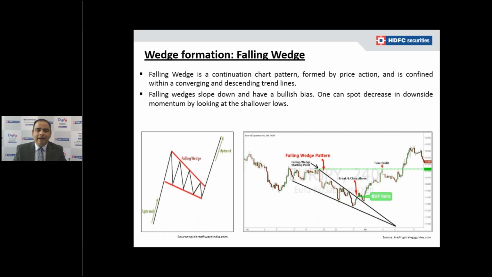So another trend continuation pattern is the wedge formation. It may be either a falling wedge or a rising wedge. A falling wedge is a continuation pattern formed in price action within a convergence of descending trend lines. A falling wedge slopes down and has a bullish bias. One can spot the decrease of momentum by looking at the shallow slope. See what we can see in a falling wedge and a rising wedge. A wedge is a consolidation. It's a pure consolidation pattern.